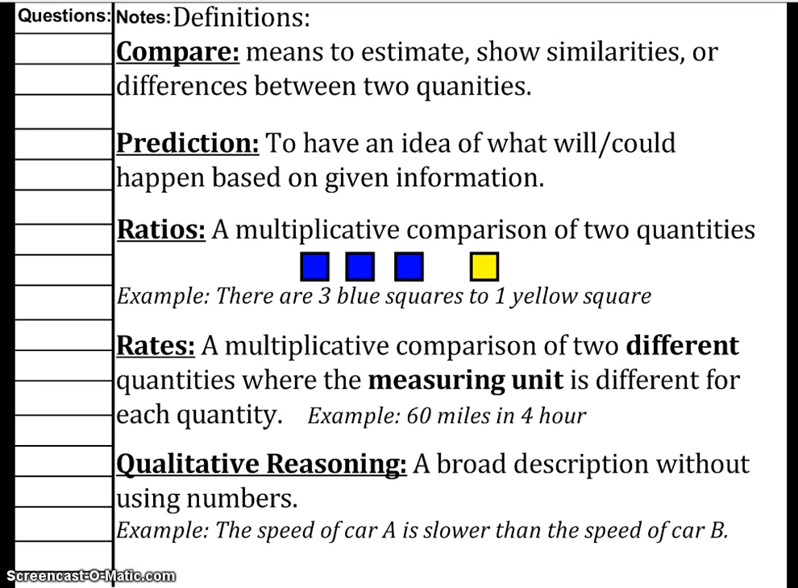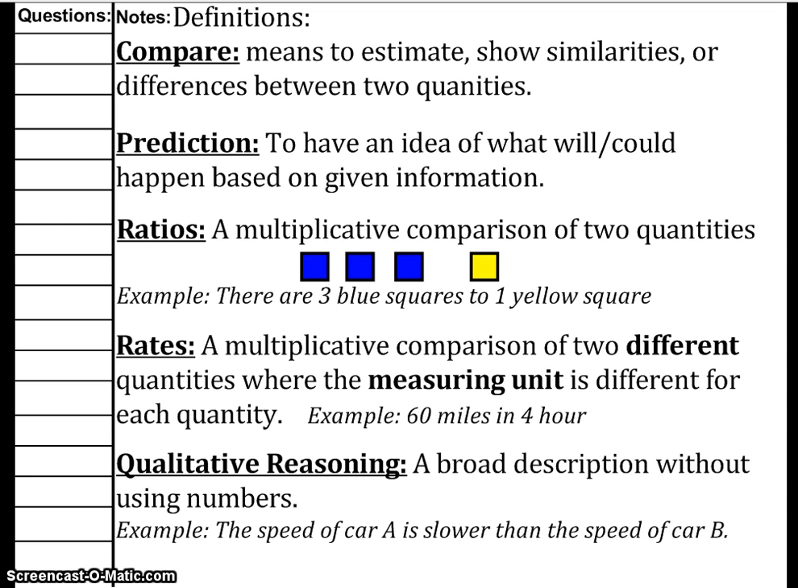Ratios, something we've already spoken about as well. It's a multiplicative comparison of two quantities. For example, there are 3 blue squares to 1 yellow square. If we were to double that quantity, that means multiply both the blue and the yellow by 2, then we would have 6 blue squares to 2 yellow squares. That's where the multiplicative or multiply part of the comparison comes from.